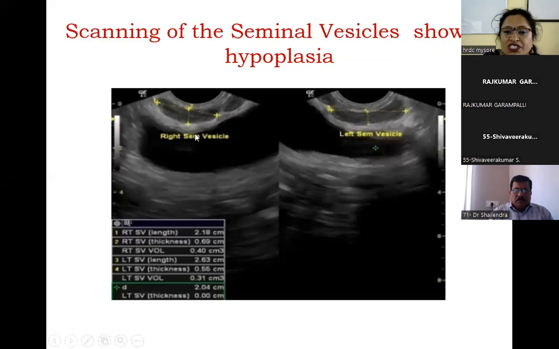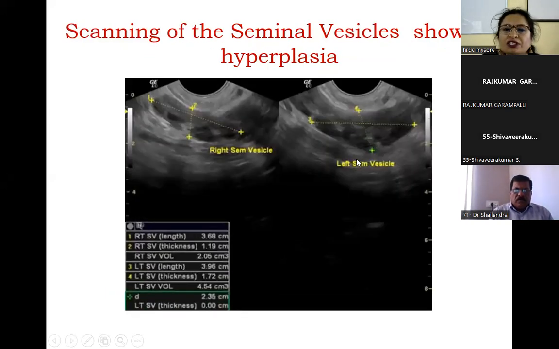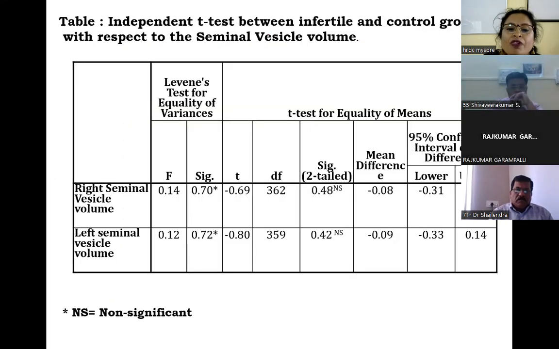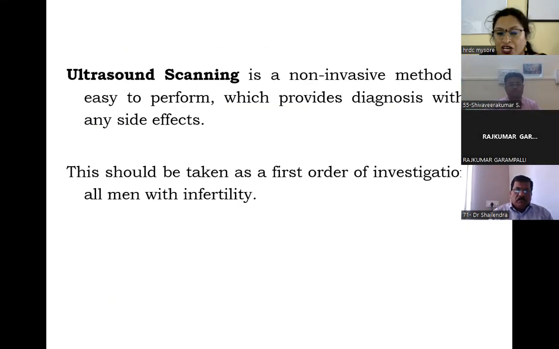Hypoplastic, the size of the seminal vesicle is very small. We have to calculate with all these ranges. Hyperplastic, the seminal vesicle is enlarged. Any organ enlarged or regressed, both are pathological conditions. So ultrasound scan is a non-invasive method, very easy to perform, and provides diagnosis without any side effect. This should be taken as the first order of investigation in male infertility.